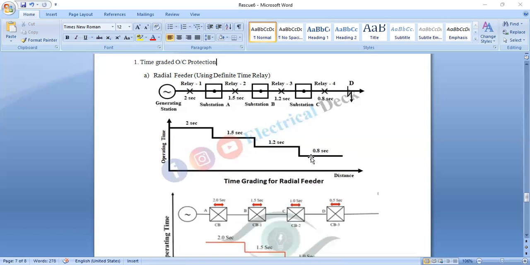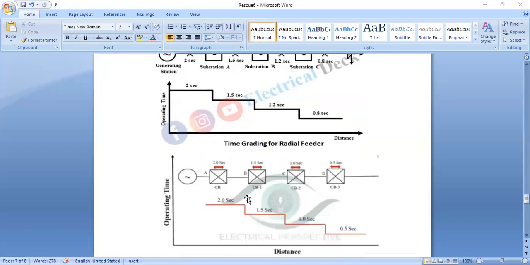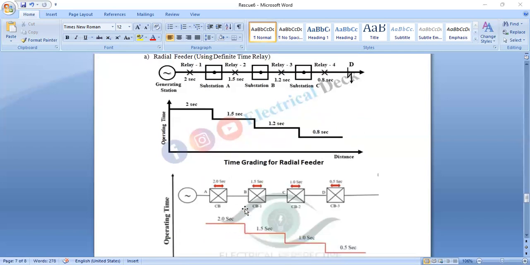So we can say that when the fault occurs nearer to the load center, the smallest relay operating value will occur in the system. The same diagram is there, so you can refer to this also. This is the time versus distance characteristic.